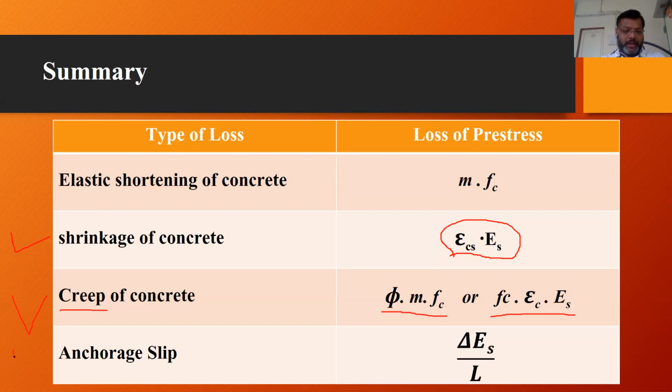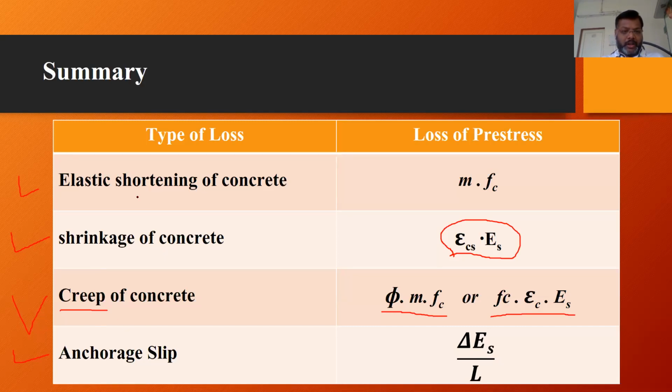Now next is the anchorage slip. Anchorage slip occurs due to the slip of the anchorage system we have adopted. Here we are using the relation with delta, where delta is the slip of anchorage, meaning the distance by which that slip occurs. Slip means that the anchorage we are using is going to shift from its original position by a certain amount. It may be due to any defects or any other reason also. E is the modulus of elasticity and L is the length of the member. So these are the main losses: elastic shortening, shrinkage of concrete, creep of concrete, and anchorage slip. These are the four losses we have discussed.